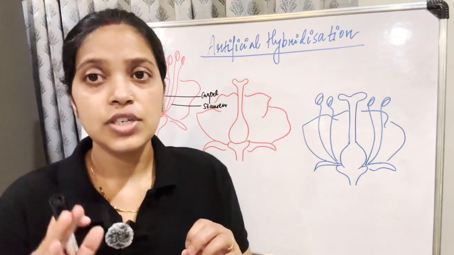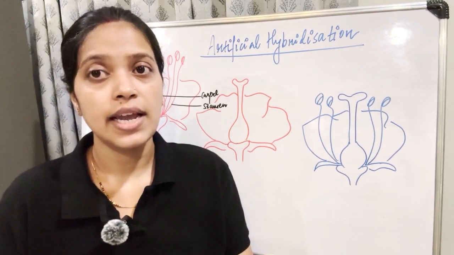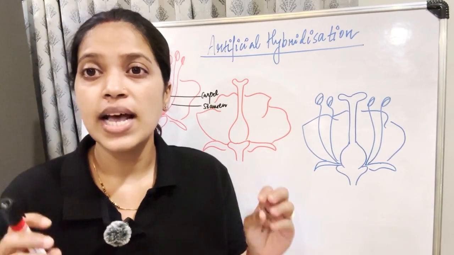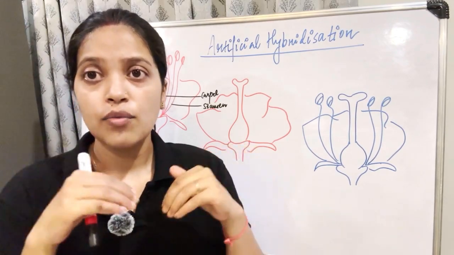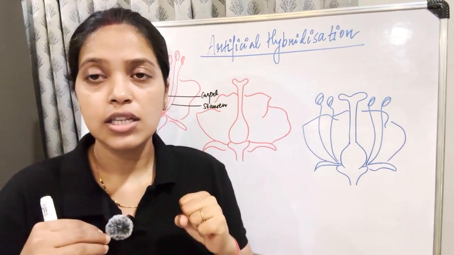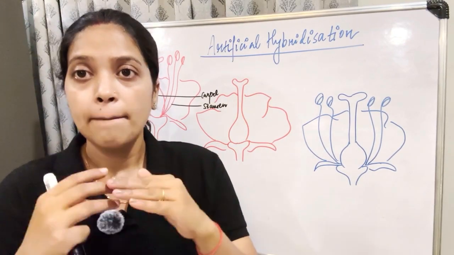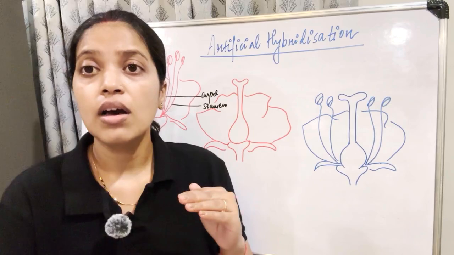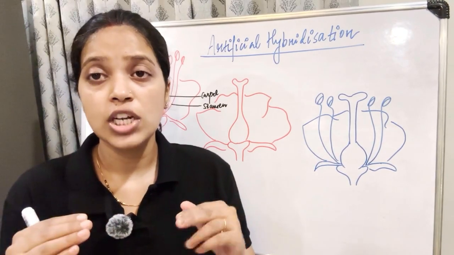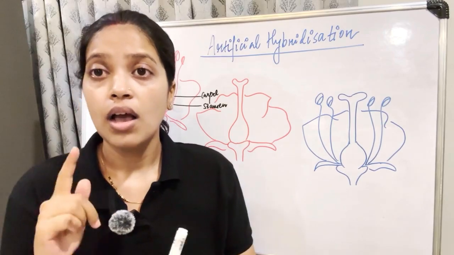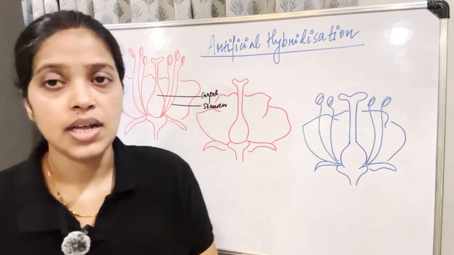So why is artificial hybridization done? Because we select two parents which have improved desirable traits, collect the pollen from one, and transfer it to the stigma of another. Fertilization will occur, and a new improved variety which has desirable traits from both parents will come. That is why we choose artificial hybridization.